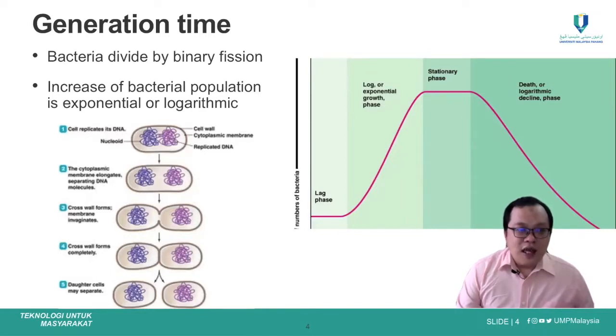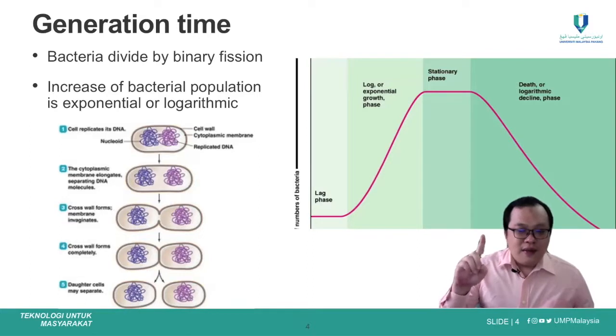The generation time is the time for the increase of the bacterial population during the exponential or logarithmic phase. The increase of the bacterial population usually occurs in twofold, and the bacteria divide by binary fission.